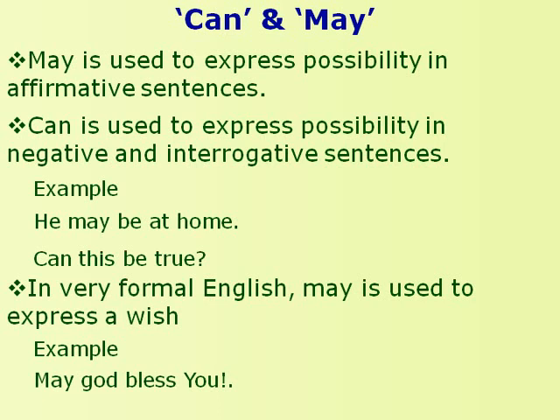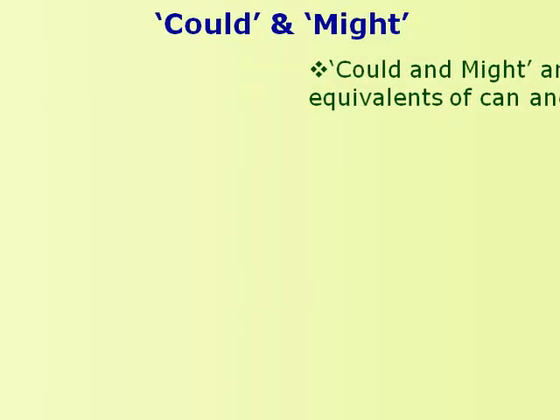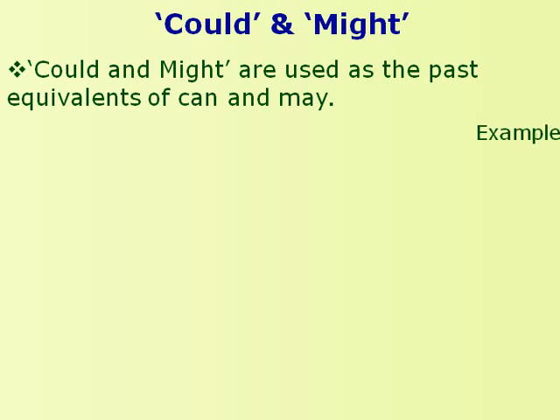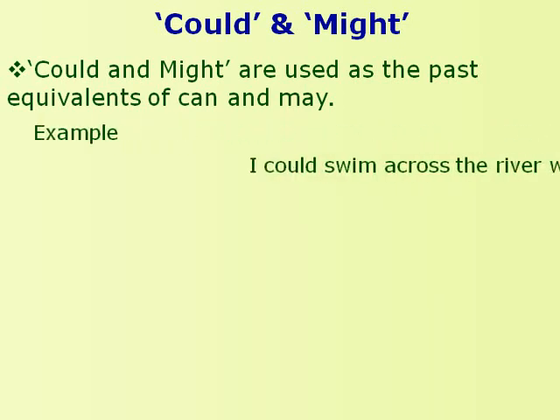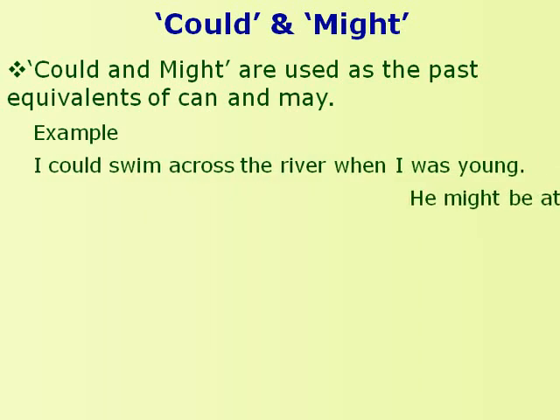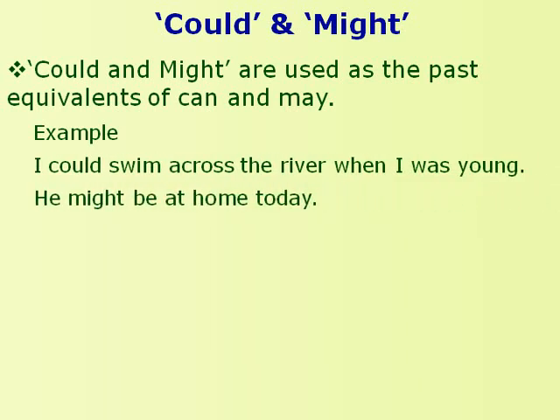Let's move on to could and might. Could and might are used as past equivalents of can and may. Examples are, I could swim across the river when I was young. He might be at home today.